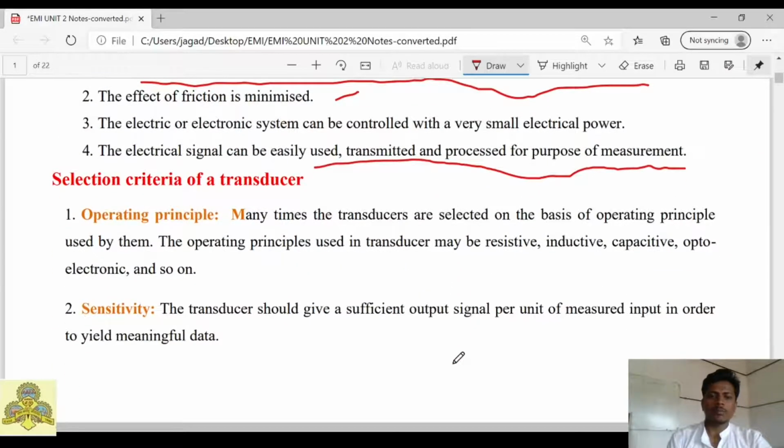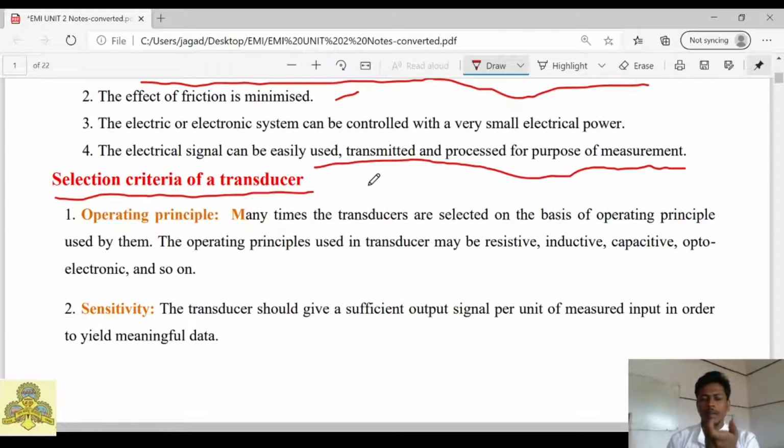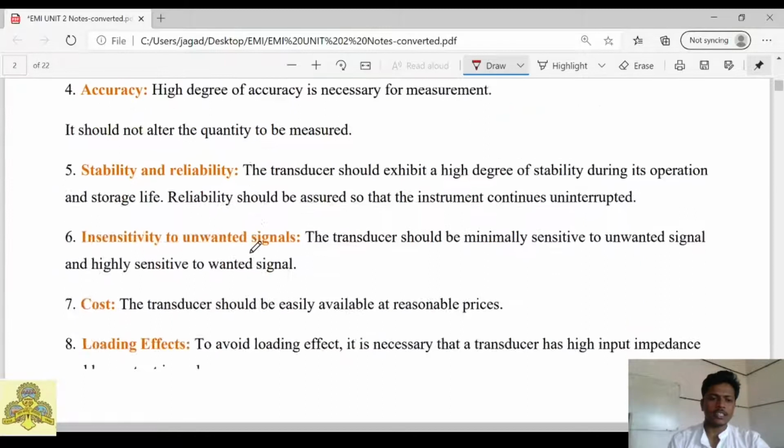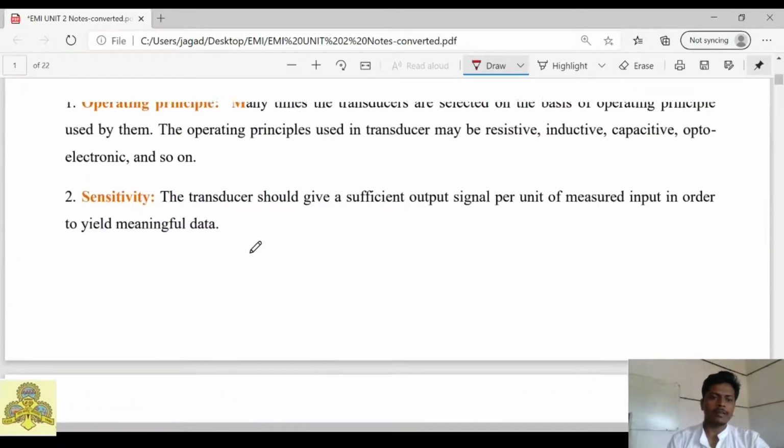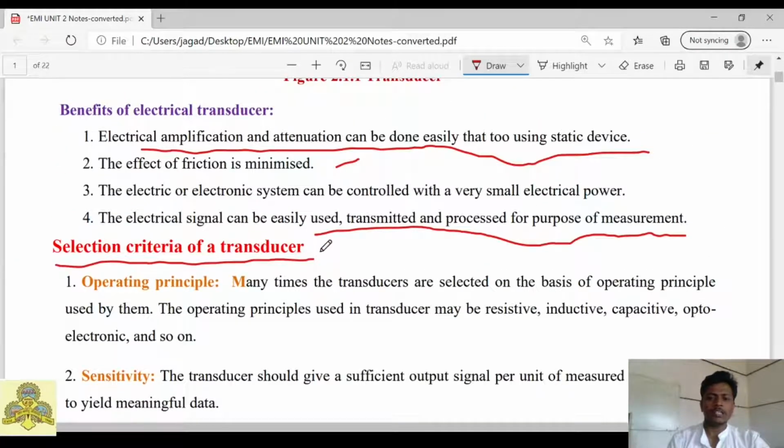The next topic is the selection criteria of a transducer. If we are selecting any transducer, what are all the factors we have to look for? If I want a transducer, what is the capability of that transducer? How can I say this transducer is good? Depending upon a number of factors, I can say this transducer is good or bad. In total there are 11 factors here. We will see them one by one, what they mean and why we need them.